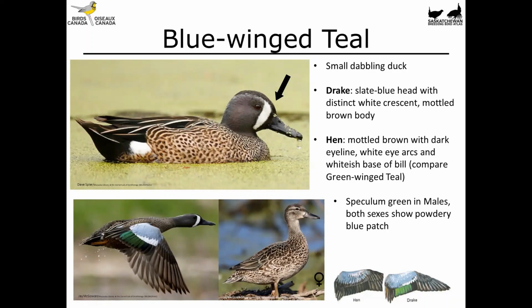The hen is another mottled brown duck, but she has a dark eye line. You can see this dark eye line here that goes through here. She also has white eye arcs, and this is referring to these white places above and below the eye, and then a whitish coloring at the base of the bill, which is different than green-winged teal, which is going to be the next slide for comparison. The speculum is green on the drakes, and both sexes show this powdery blue patch up on the marginal wing coverts.